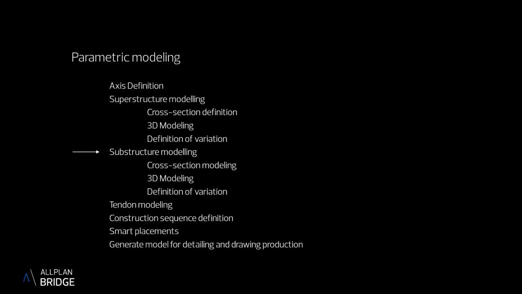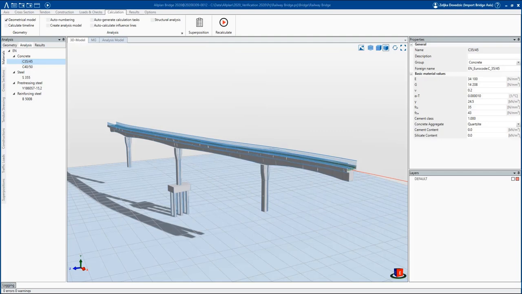When the superstructure and substructure modeling is done, we can start with the modeling of tendon geometry. In Allplan Bridge, any tendon geometry can be defined. In general, there are 4 different approaches of tendon modeling, and the user can choose the most convenient depending on the bridge and tendon geometry. In this webinar, we will define the tendon geometry by varying the tendon grid points.